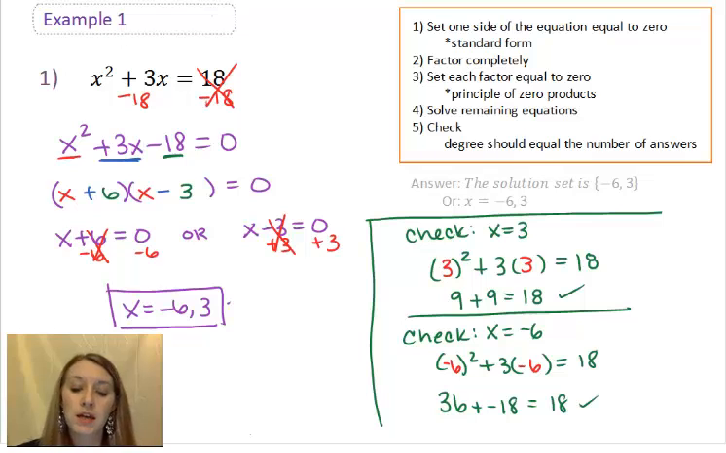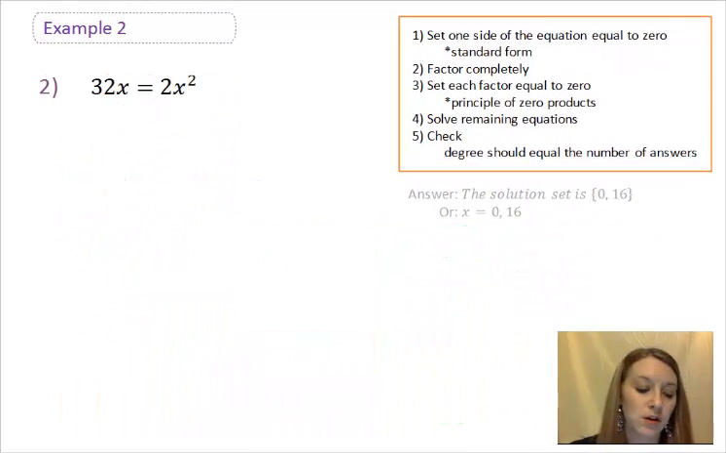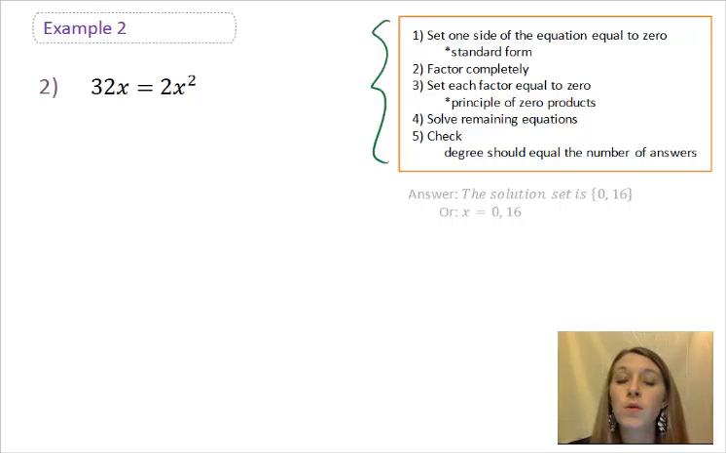So let's see another example of this here. 32x equals 2x squared. I suggest that you pause the video, work it on your own. If you need some help, remember the steps are up here in the right hand corner. If you want to double check to make sure that you got the right answer, I have listed the answer to this example and all examples right here.